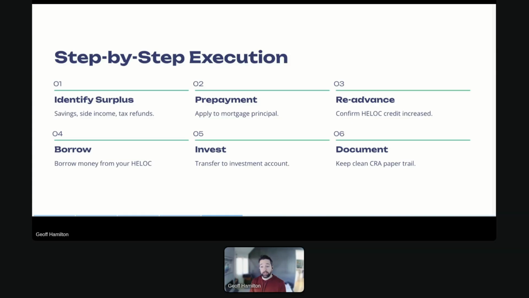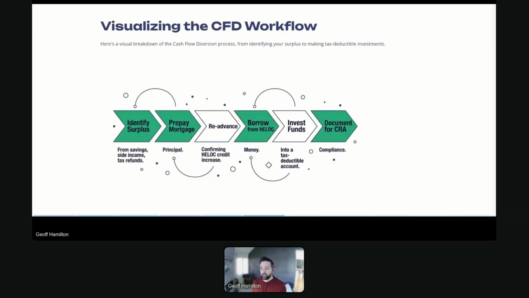Step four, you borrow money from your HELOC. So you're going to take that $500 that's just become available in your HELOC, and you're going to borrow it right away. You're going to invest that amount into whichever platform you want, but into a non-registered account. That's really important. Not TFSA, not RRSP. And then, of course, step six, as always, is keep a clean paper trail for the CRA. And this is the same thing, just visualized a little bit better. So you can identify how much you can invest from savings, side income, tax refunds, whatever it happens to be. Prepay the mortgage. It's going to re-advance your HELOC. You borrow that money from your HELOC. You invest it into a non-registered account, and then you document for the CRA. That's the whole thing.